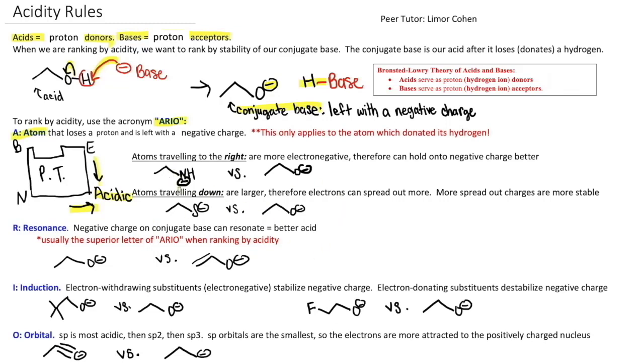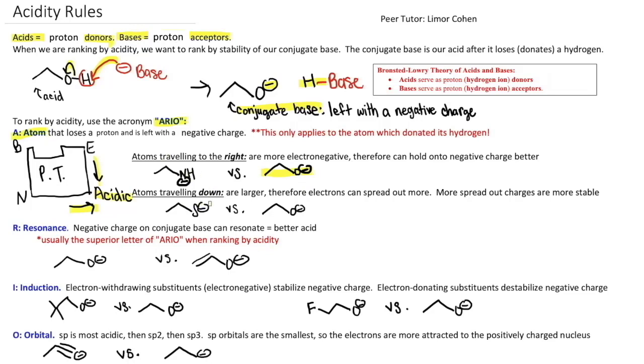So I've drawn the conjugate bases of all my molecules, and now I can compare the stability of my conjugate bases. So going to the right on the periodic table, nitrogen versus oxygen. Oxygen is more to the right, meaning it's more electronegative. So more electronegative atoms can hold on to negative charge better. So an alcohol is a better acid than an amine.